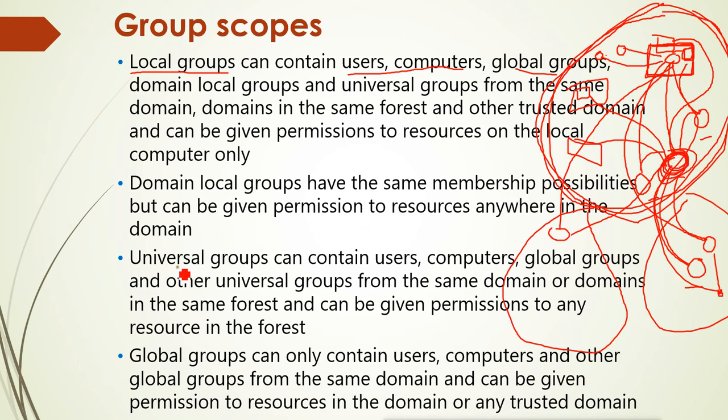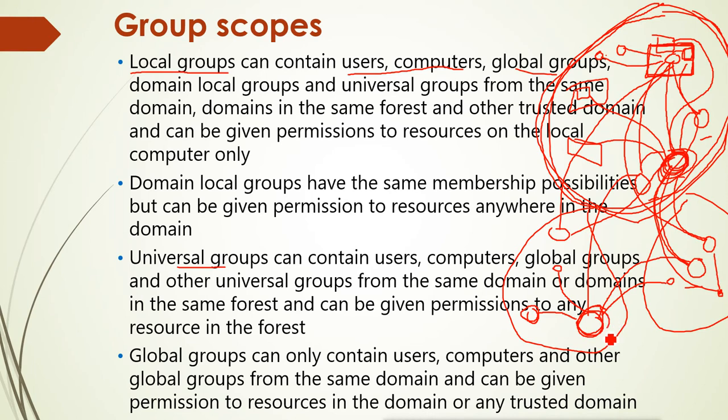Then we have the universal group. Now the universal group can have members such as users, computers, global groups, and other universal groups. So if we have a universal group created in this domain, it can have as members users from any other domain. Users from this domain can be members of this group. If we have a user from another domain, it can also be a member of this group. If we have a global group in this domain, it can also be a member. If we have a universal group in the other domain, it can also be a member of this group.